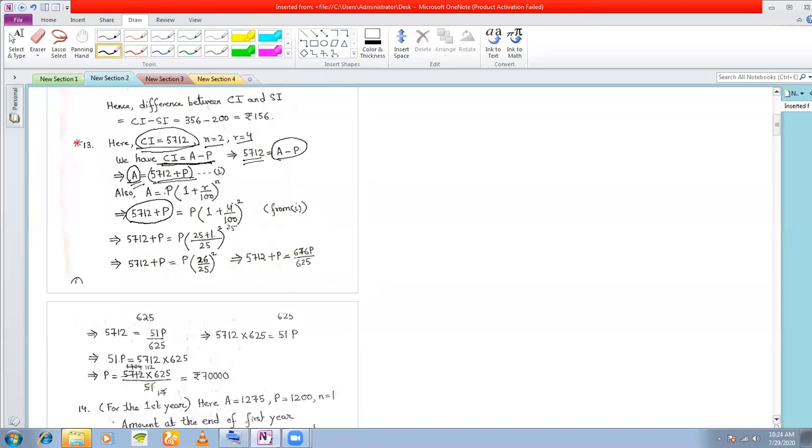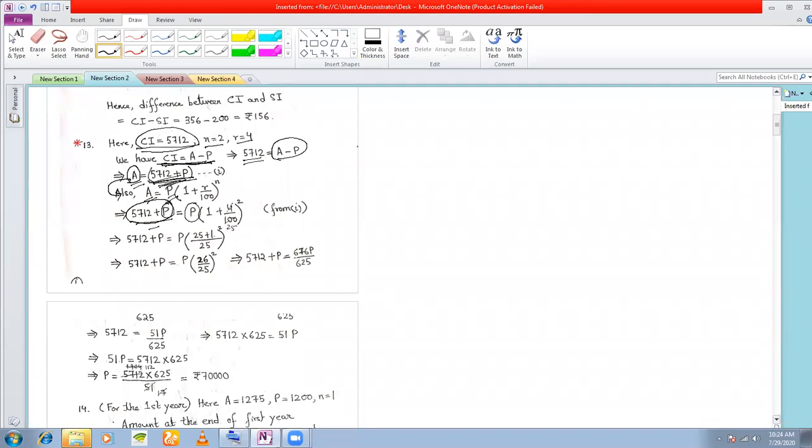I have put it in the formula. A I have got as 5712 plus P from CI is equal to A minus P. Now I'm putting it in the compound interest formula, in the amount formula. Why am I putting it? Because here I had two unknowns, A and P. Now since I've got a relation between A and P, if I put it here, I'll get only one unknown. See, I'm getting an unknown only in P.